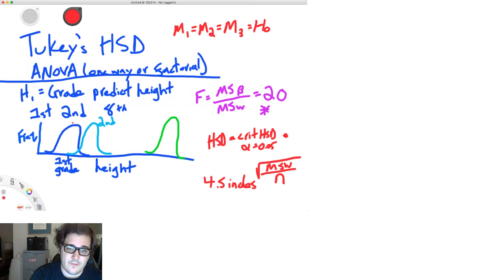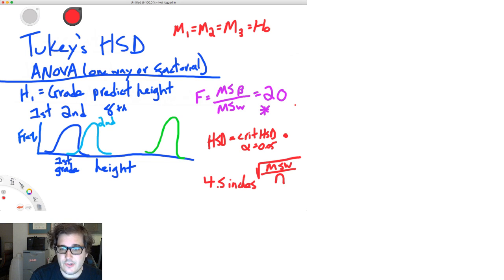You do the same thing for 8th graders and 1st graders. You find a difference of 10. 10 is bigger than 4.5. So you say 8th graders are significantly taller than 1st graders as well. So that's Tukey's HSD. So you remember, you only need it for 3 or more groups.